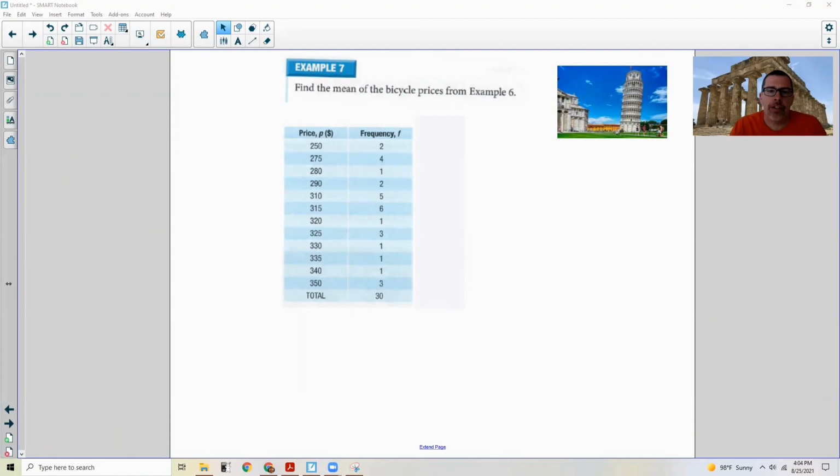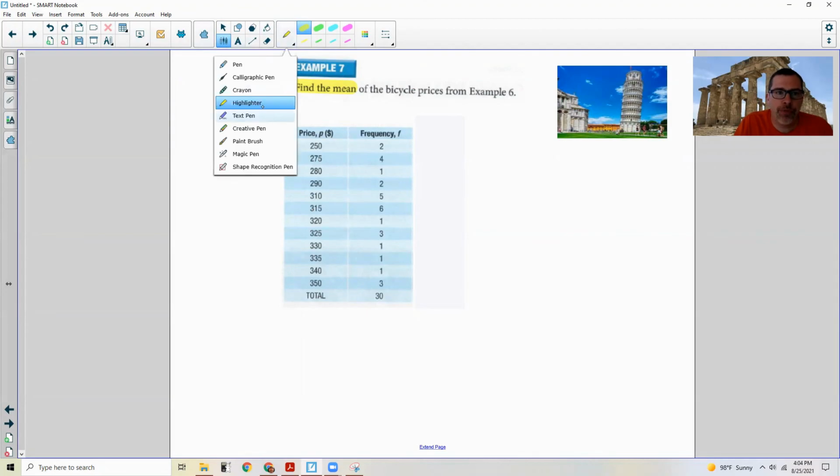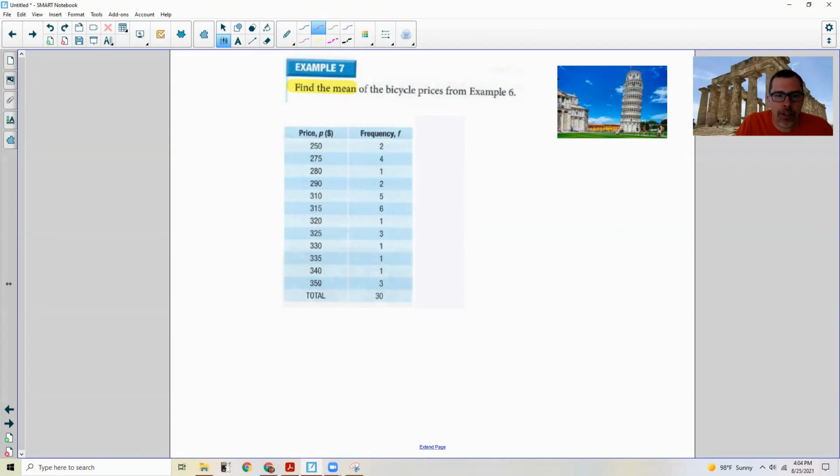Okay, example 7 says, find the mean of the bicycle prices from example 6. So I brought this table over from example 6. It's the same table, same value, same frequency. It is a frequency table. And how in the world are we going to find the average price? Well, we can't just add all of these up and divide by 30, or not 30. There's only how many? 12. I can't take all of these and divide them by 12 because that doesn't take into consideration the number of bicycles at those prices.